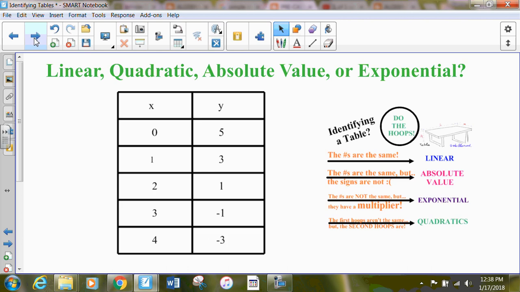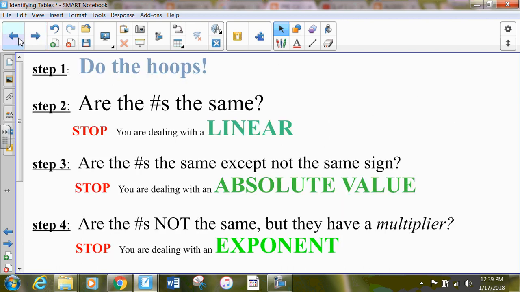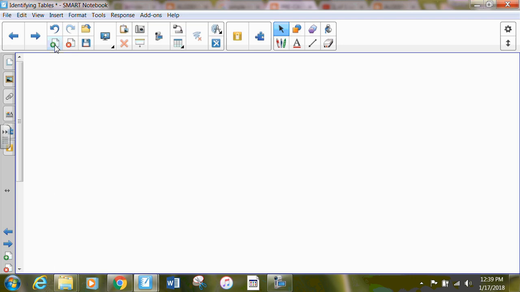Well, we're going to be looking at tables like this, our input-output tables. And we want to be able to look at a table and identify whether it represents a linear function, a quadratic function, an absolute value function, or an exponential function. I wrote some steps for how to do it. And before we go, I see step 1 says do the hoops. So I want to remind us about when we used to do the hoops.